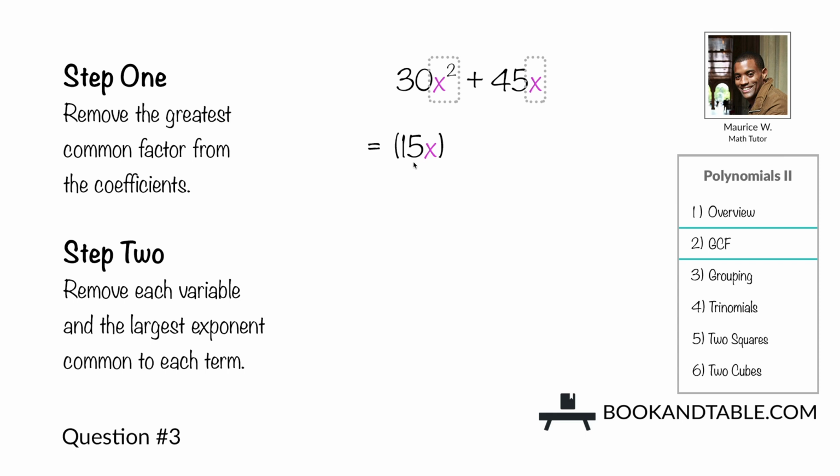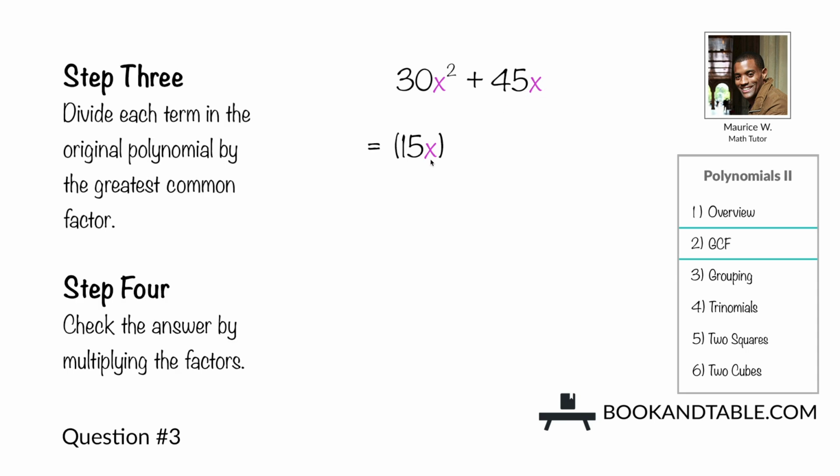Step 2, remove each variable and the largest exponent common to each term. We have x squared and x. X is common to both, not x squared. So x is a part of our greatest common factor. The third step, in order to find the second factor of this expression, you want to divide each term in the original polynomial by the greatest common factor, 15x, giving us 30 divided by 15, which is 2.